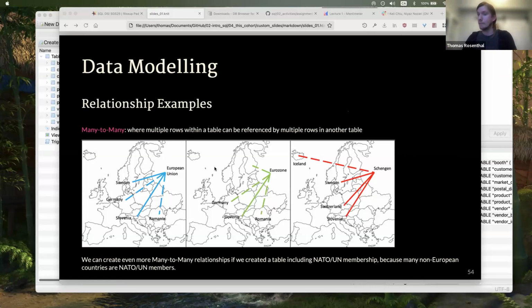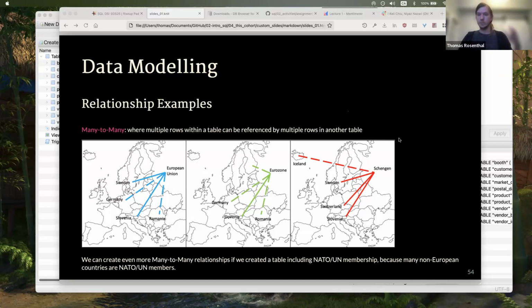I have to have 3 different maps to express the European Union, the Eurozone, and the Schengen, to express the countries. So this is our many-to-many here where we have our EU examples, our Eurozone examples, and our Schengen examples, right? We can make it even more complex if we add a table for NATO, UN membership or something like that, because now we have non-European countries as part of the NATO and UN membership, right? So greater complexity there.